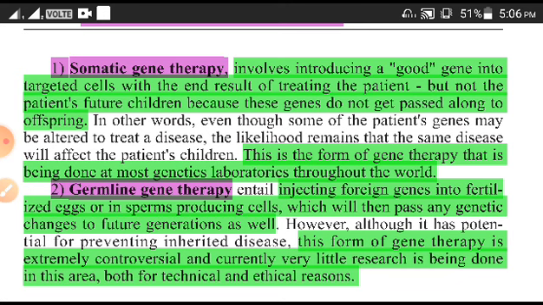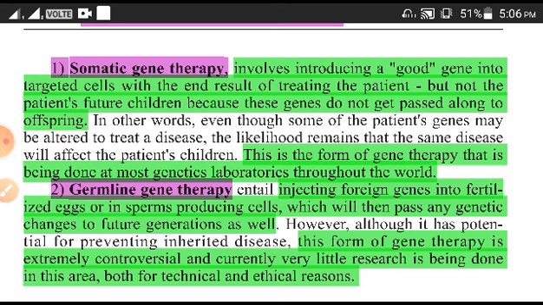What do you mean by it? Once a person has been treated, and the gene has been altered or replaced, these genes which have been replaced or altered in this particular human being will not be inherited by the offspring. So for one lifetime you are treating the genetic disorder. This is the form of gene therapy that is being done at most genetic laboratories throughout the world.